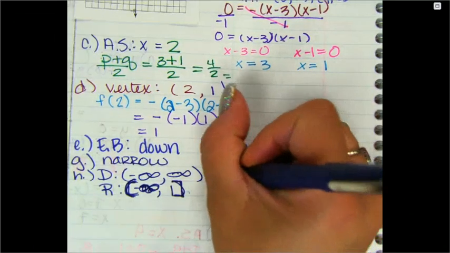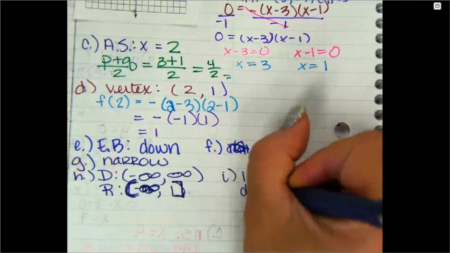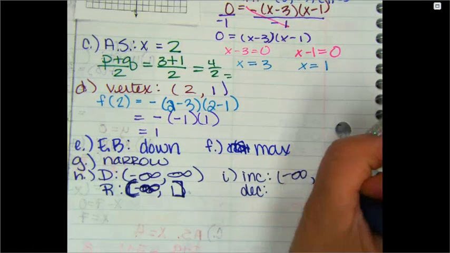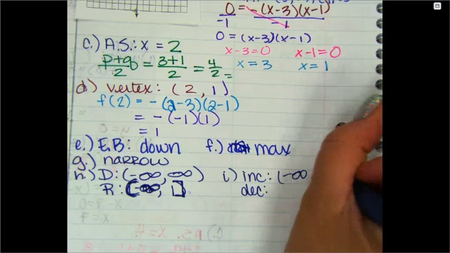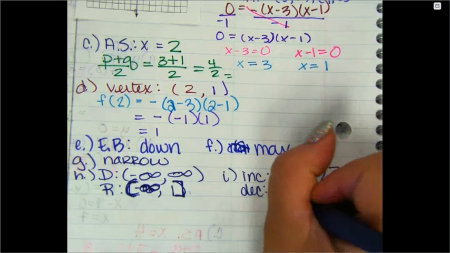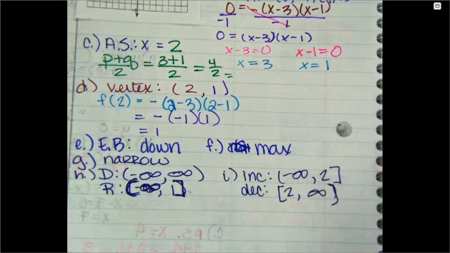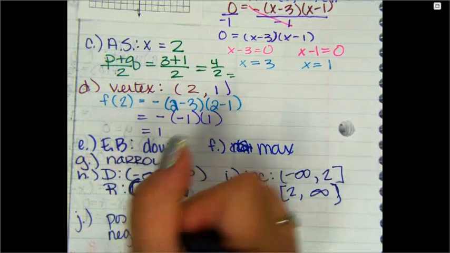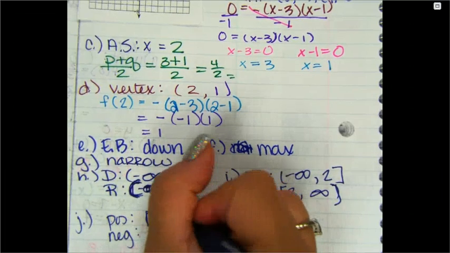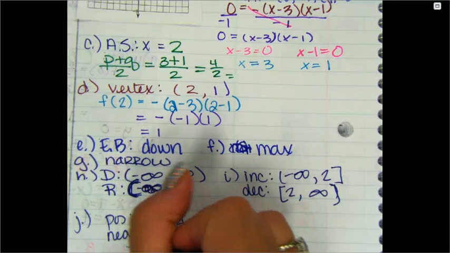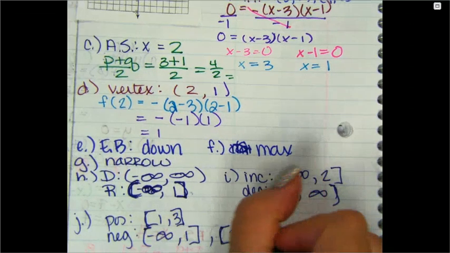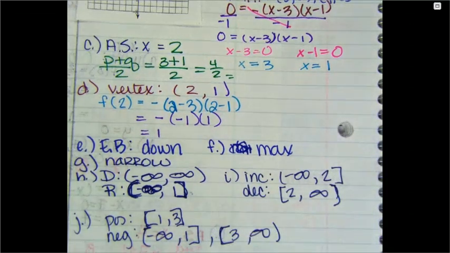Letter I, increase, decrease. And then decrease. Letter J, positive and negative. Yep. I'm done.